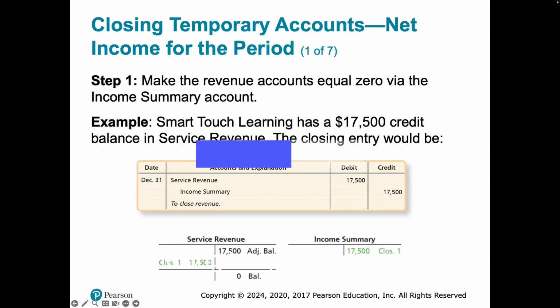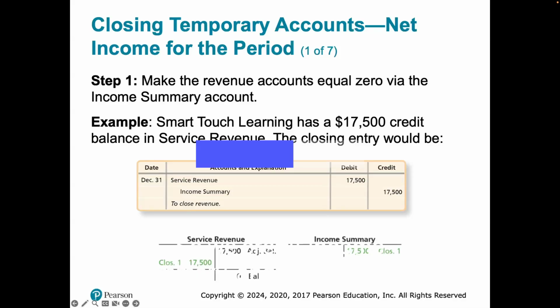So, closing temporary accounts. Let's do this step by step. First, make the revenue accounts equal to zero via the income summary. Smart Touch Learning has a $17,500 credit balance in service revenue. The closing entry is the journal entry that we're going to enter. We are going to debit service revenue, which has a credit balance. By putting that debit, we zero out that account. And then in essence, we're making that credit, transferring it over into income summary.